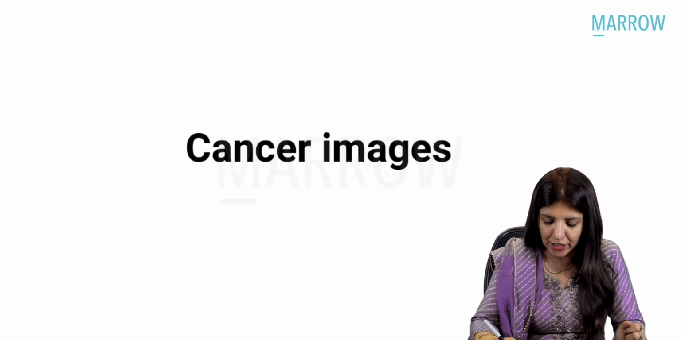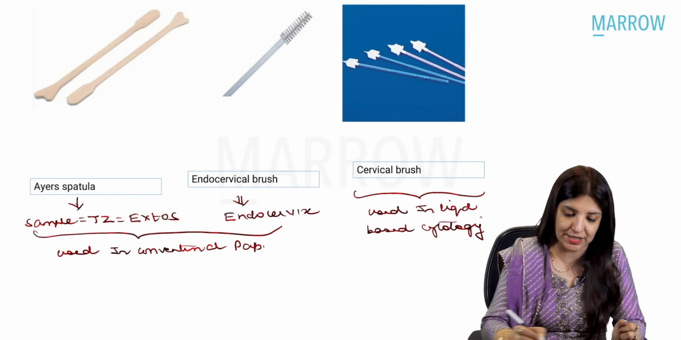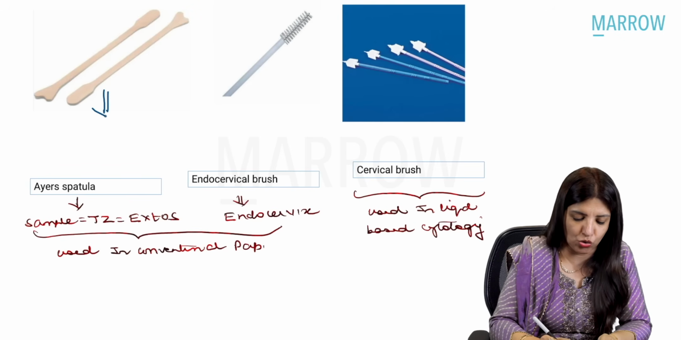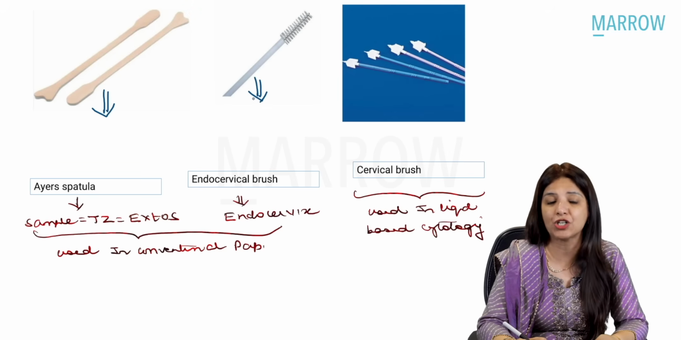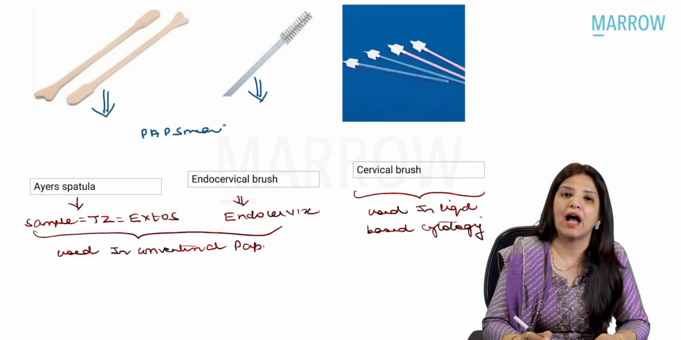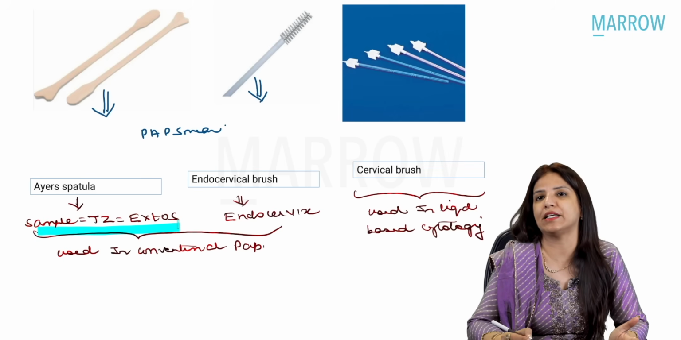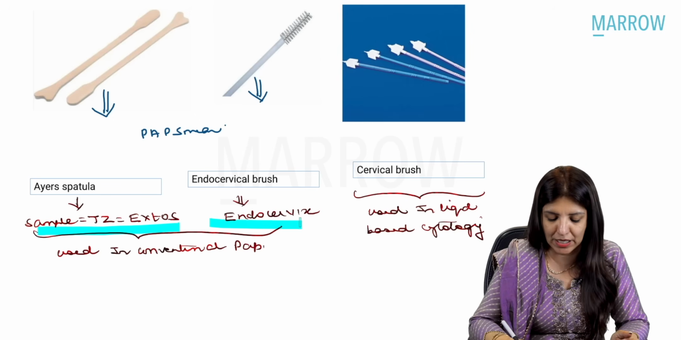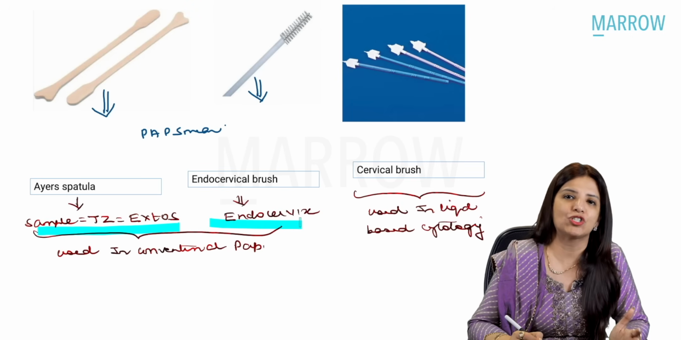Okay, now coming to some important images which you have to remember with respect to cancer. Now these images are extremely important. I know all of you know that this over here is Ayre's spatula, and this is an endocervical brush. Both of them are used to take sample for pap smear. Ayre's spatula is used to take sample from the transformation zone which lies near the level of external os, and endocervical brush is used to take sample from the endocervix. Both of these instruments are used for taking conventional pap smear, right?